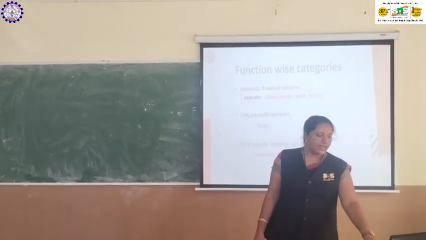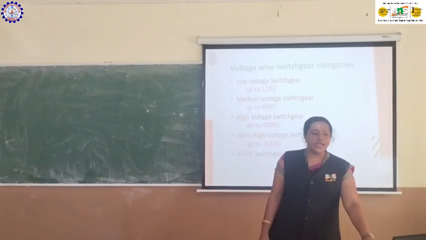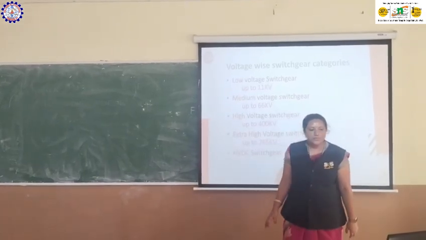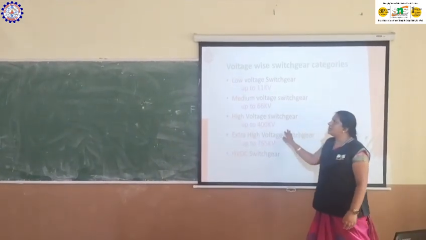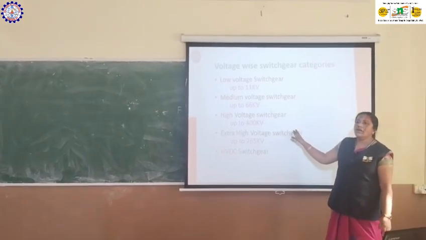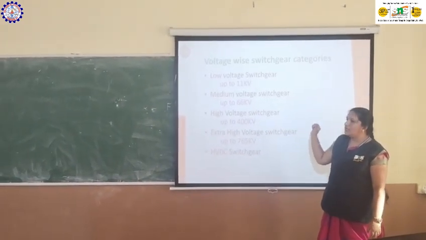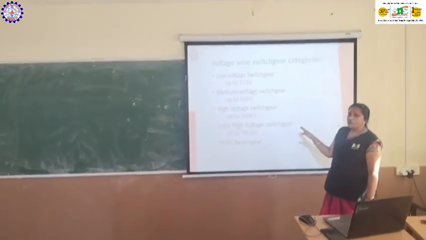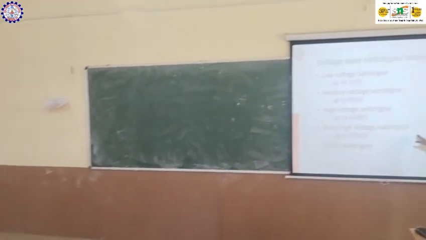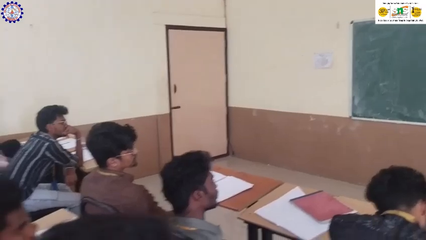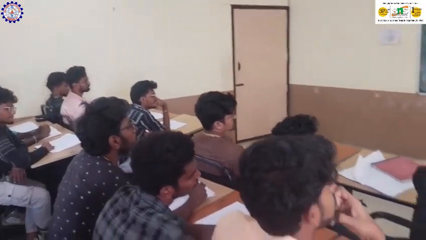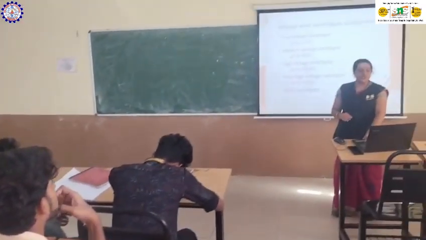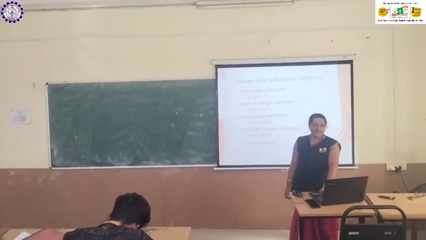Based on function we have categorized, and voltage-wise the switchgear is categorized as follows. The first is low voltage switchgear, up to 11 kV. Medium voltage is up to 66 kV. High voltage is up to 400 kV, extra high voltage is up to 765 kV, and HVDC switchgear. These are the voltage-wise categories.